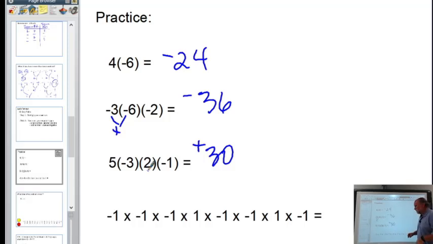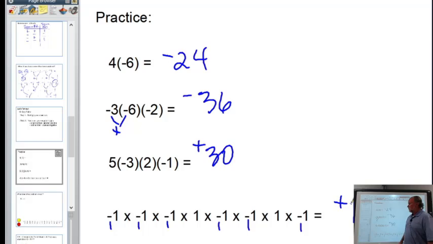This last one says, negative 1 times negative 1 times negative 1 times 1 times negative 1 times negative 1 times 1 times negative 1. That's what that problem says. Okay, so what we do is, if we take all those ones and we put them together, we end up with 1 as an answer. Now we count our negative signs. We got 1, 2, 3, 4, 5, and 6. So if there's 6, that means that's going to be a positive 1.